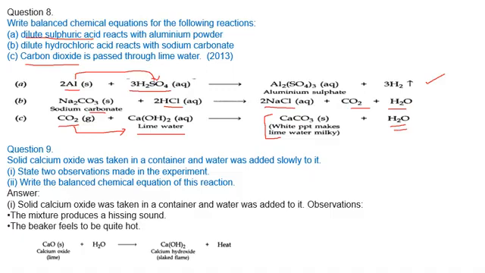Question number 9. Solid calcium oxide was taken in a container and water was added slowly to it. Calcium oxide, CaO, water is added slowly to it, slaked lime is formed, heat is generated. State two observations made in the experiment. Write the balanced chemical equation for this reaction. So what are you going to observe? Yes, we will feel that the beaker has become really hot.